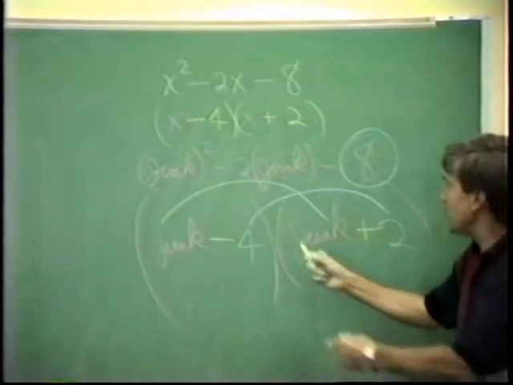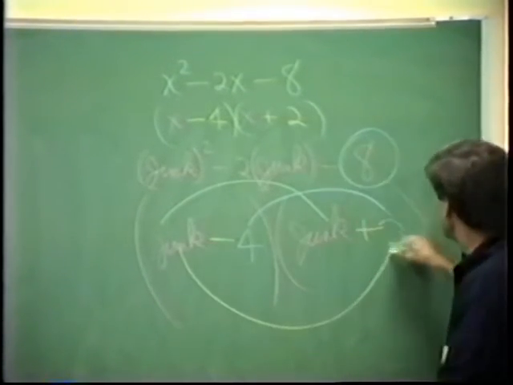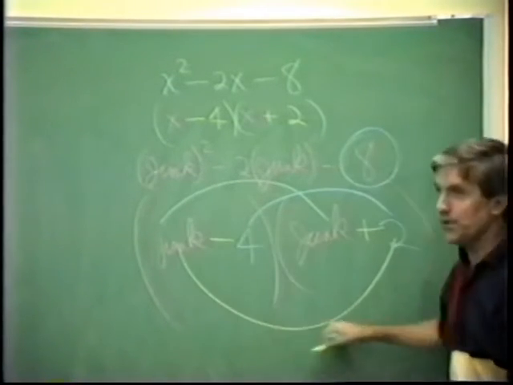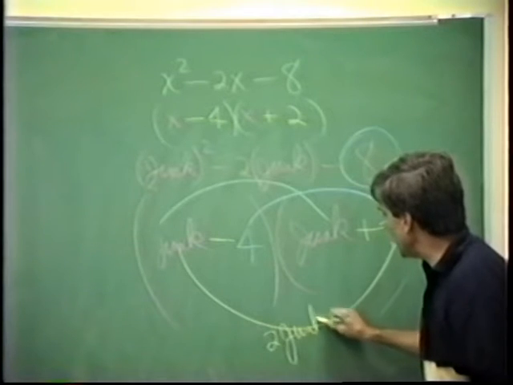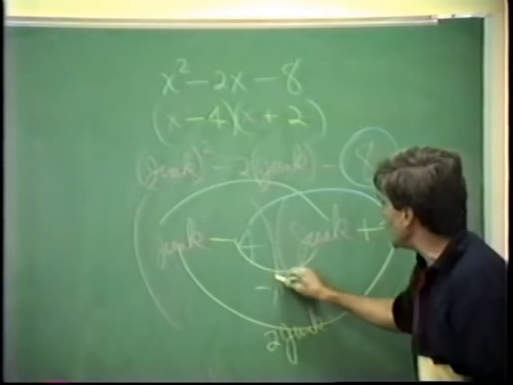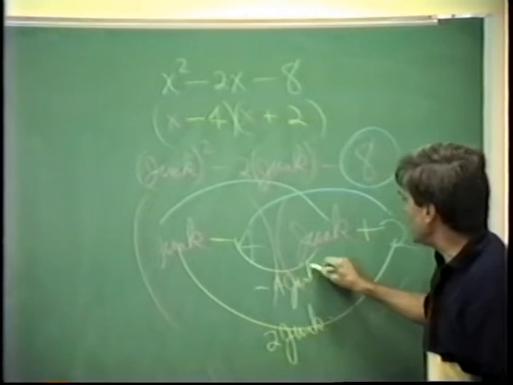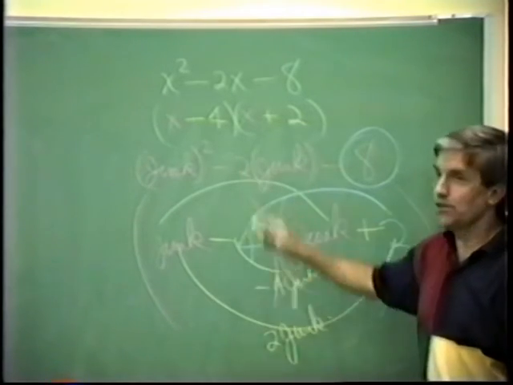And then what do you have for the outer times outer? Outer times outer would be 2 junk. Okay? And the inner times inner is negative 4 junk. And what would you have all together? 2 junk. Negative 2 junk.